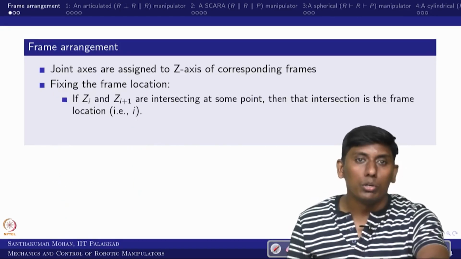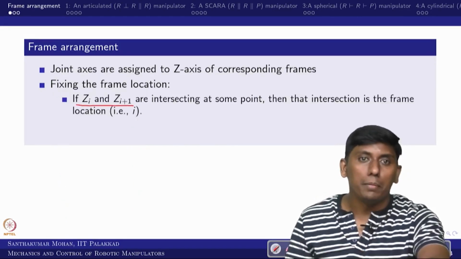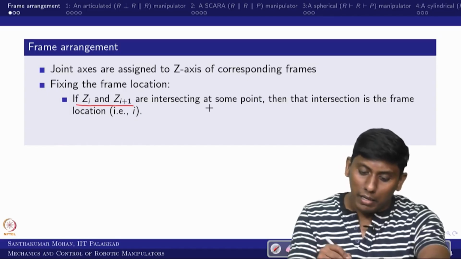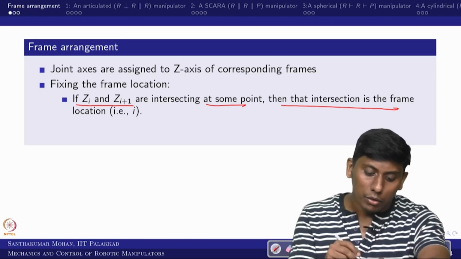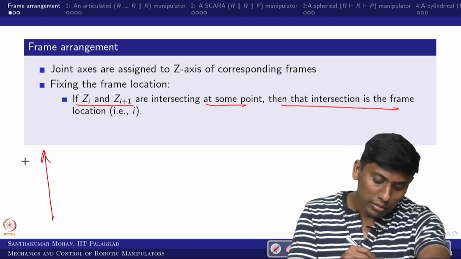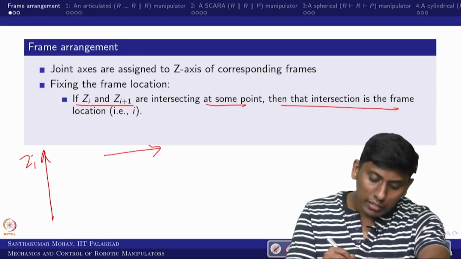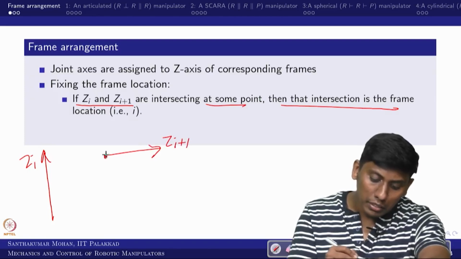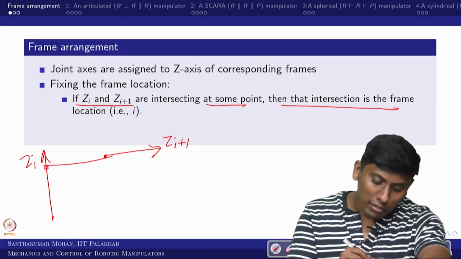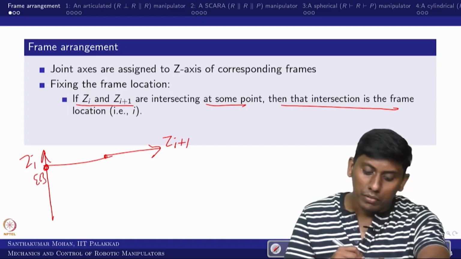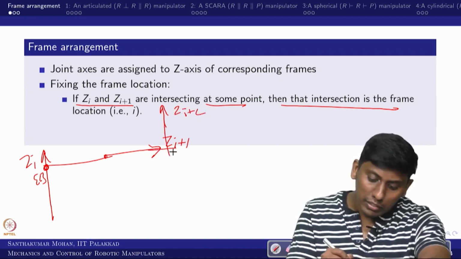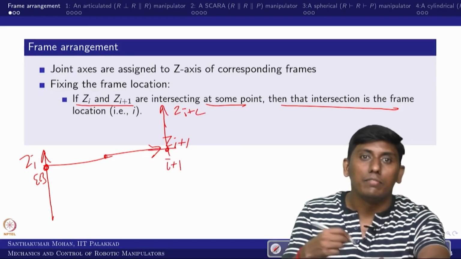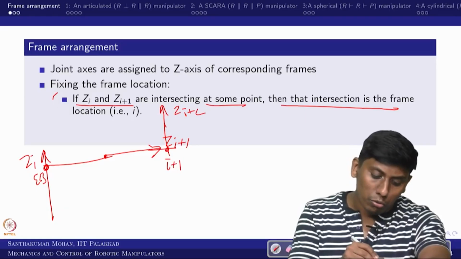If zi and zi plus 1 intersect at some point, then that intersection is the frame location of i. For example, this is zi, and there is zi plus 1 going. You have to see where these two intersect; this is the point. Now one more axis, zi plus 2, is going. Where these two intersect is the point i plus 1, and like that we can keep going. This is what the rule says.